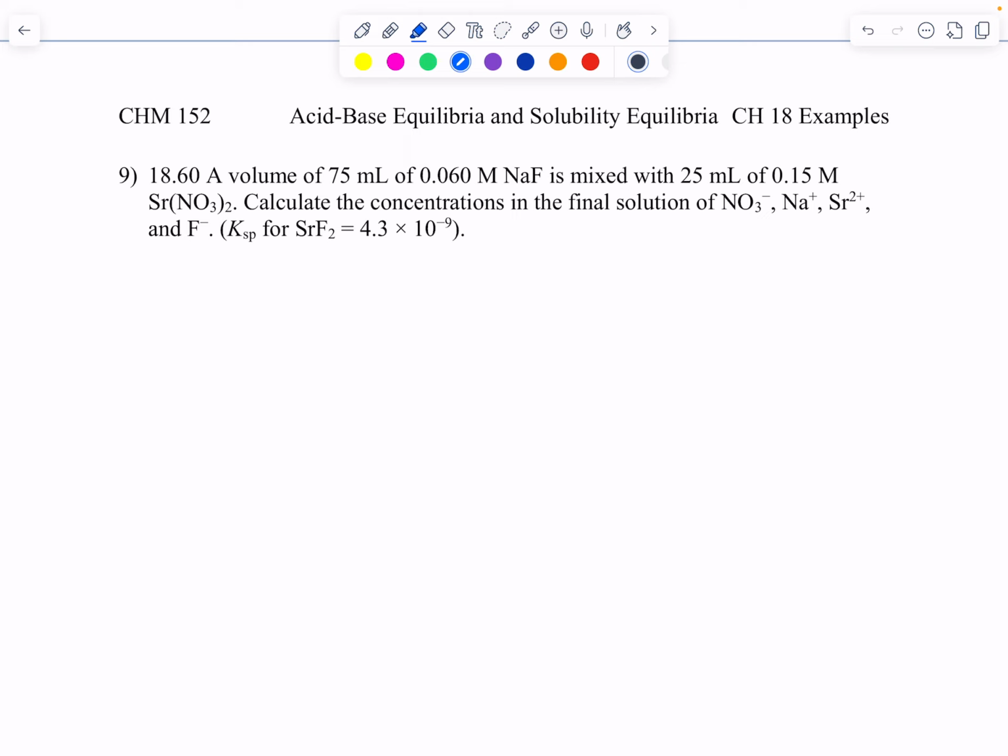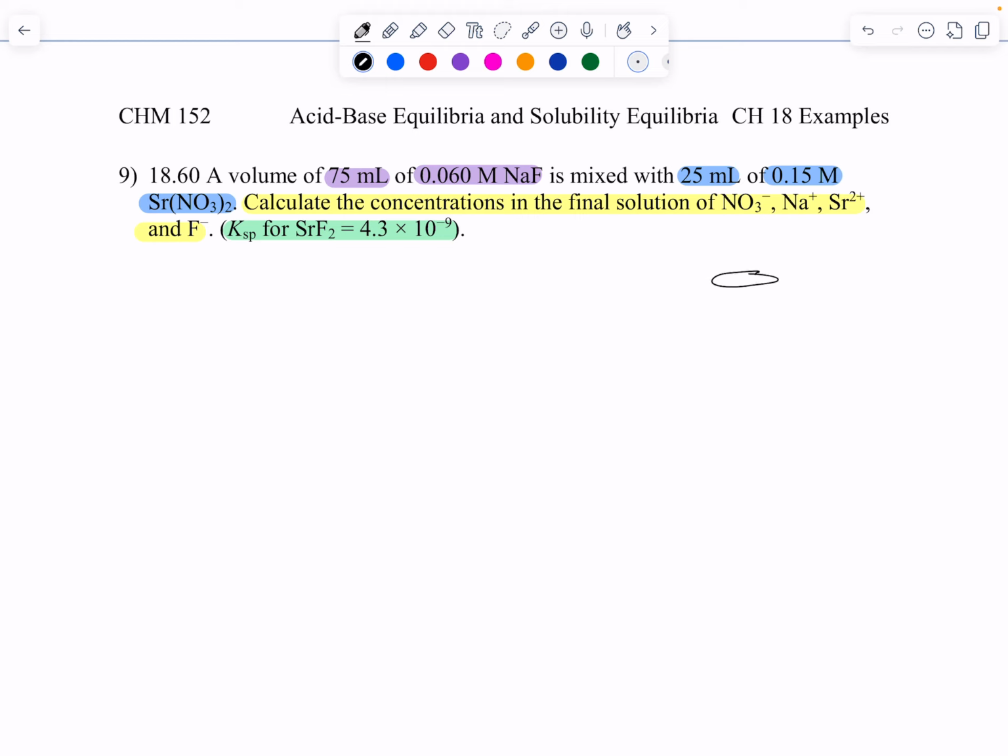You have 75 milliliters of sodium fluoride mixed with 25 milliliters of 0.15 molar strontium nitrate. Calculate the concentrations in the final solution of all these ions. And it gives you a Ksp, excuse me. Okay, so what's going on here?